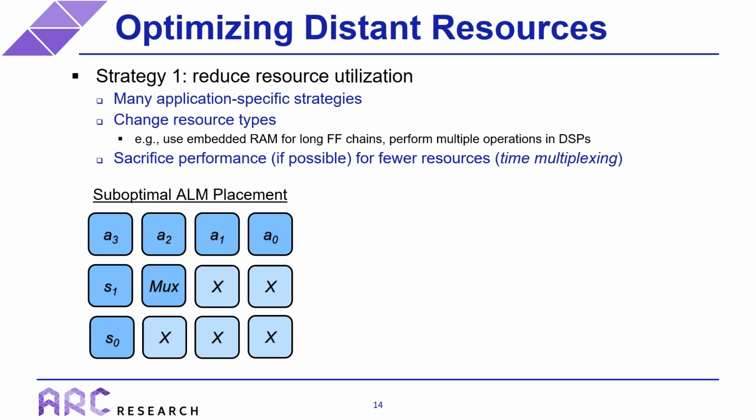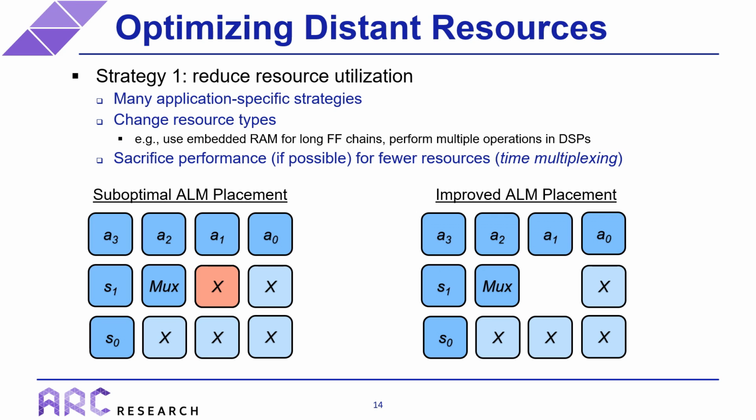The figure at the bottom illustrates how resource reduction can help placement take distant resources and move them closer together. So let's say, for example, we are able to optimize some portion of the design which eliminates the highlighted ALM. Now that that ALM is not used, the placer can potentially move the distant A0 flip-flop into this newly available ALM that is much closer to the mux. And in doing so, it has now shrunk the interconnect delays.